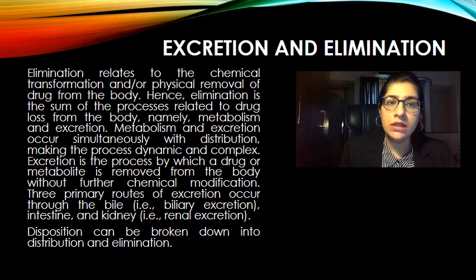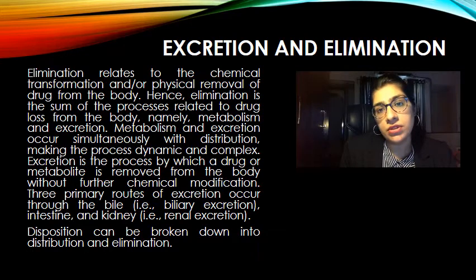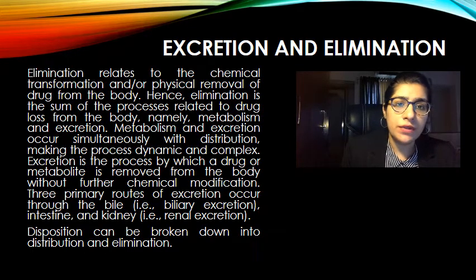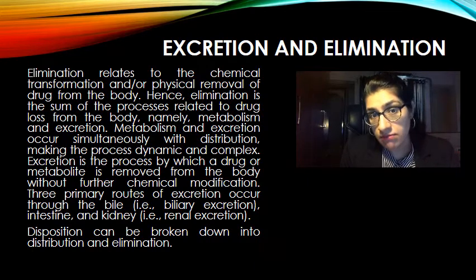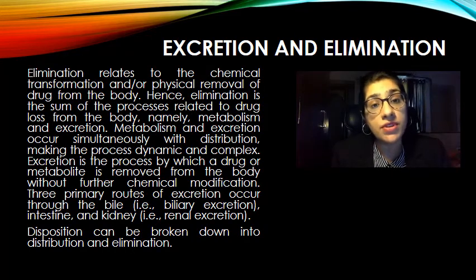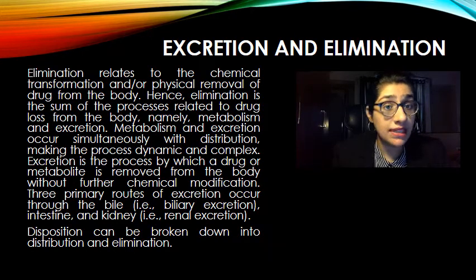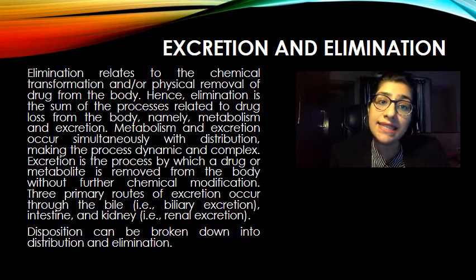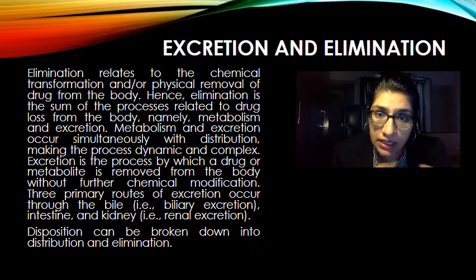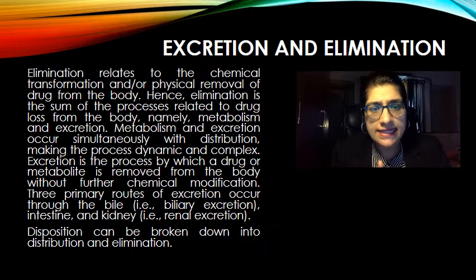Now let's talk about elimination and excretion. Elimination relates to the chemical transformation and or physical removal of drug from the body. Hence, elimination is the sum of processes related to drug loss from the body. That is metabolism and excretion. Metabolism and excretion occur simultaneously with distribution, making the process very dynamic and complex. Excretion is the process by which a drug or metabolites is removed from the body without further chemical modification. Three primary routes of excretion occur through bile, intestine, and kidney. Bile, we call it biliary excretion; intestine and kidney we call renal excretion.